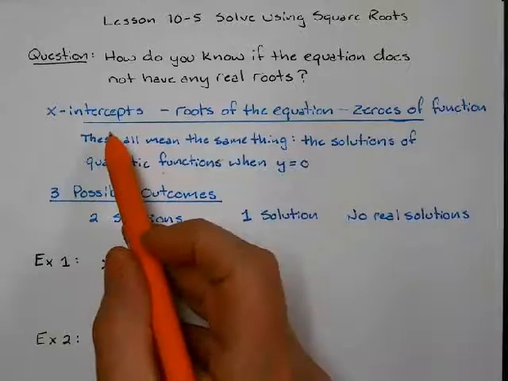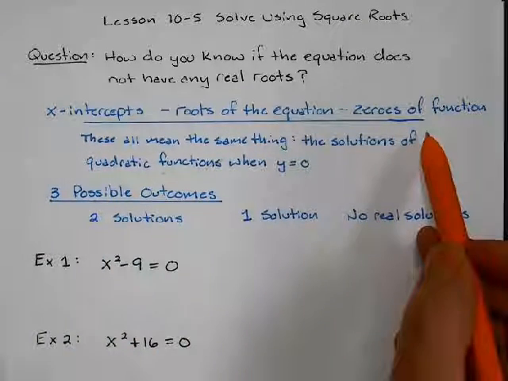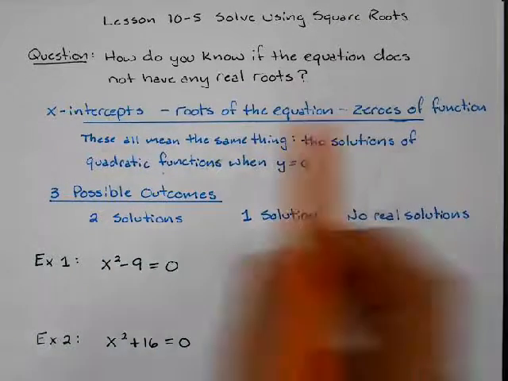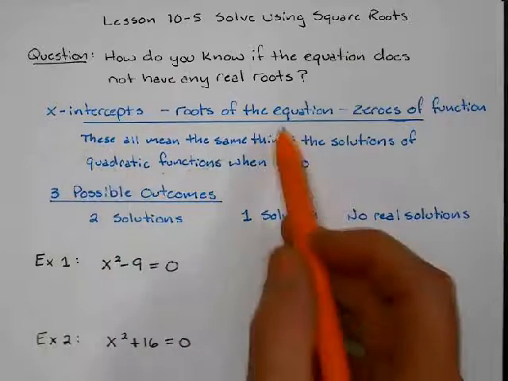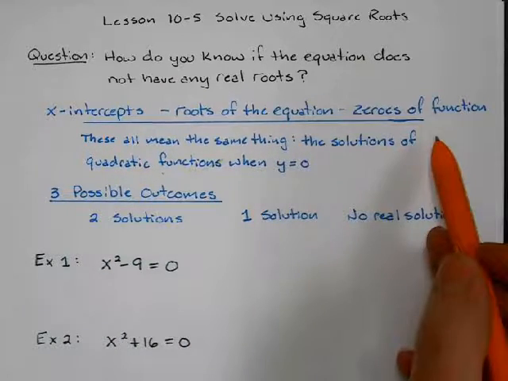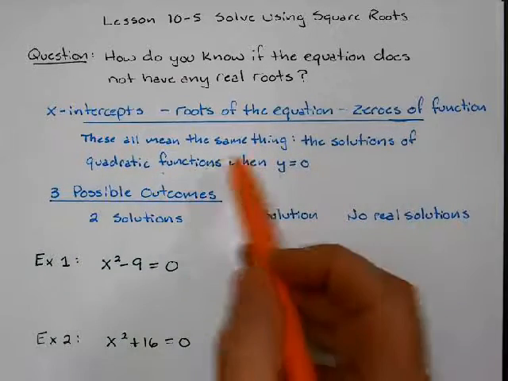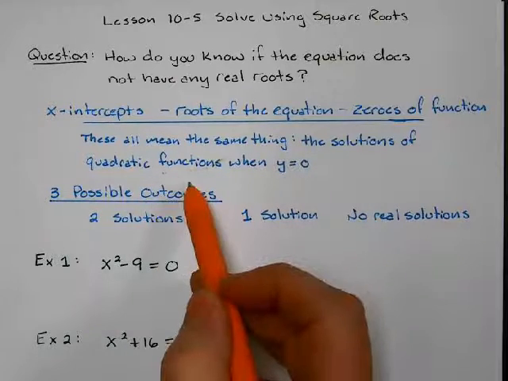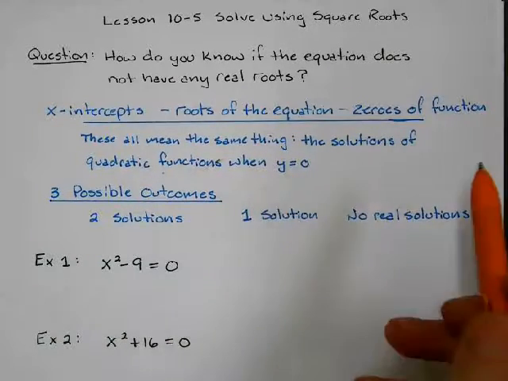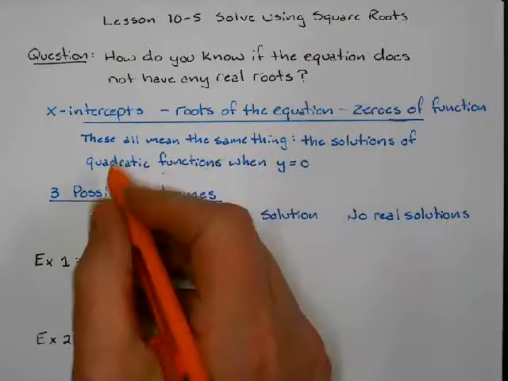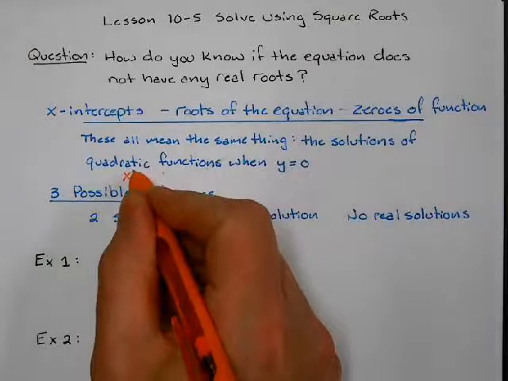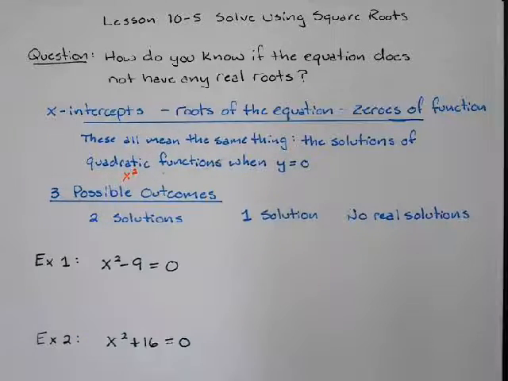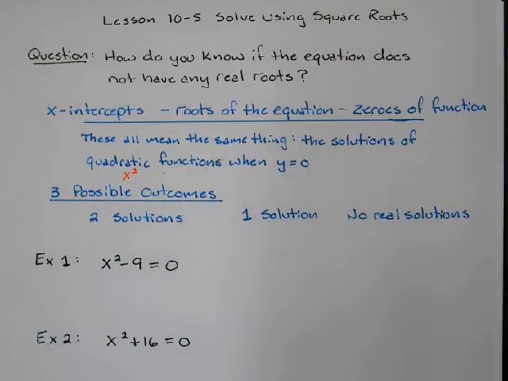We'll get to that. So anyways, we've got three terms up here that all mean the same thing. Your x-intercepts, your roots of an equation, and your zeros of a function, they all mean the same thing. We're talking about the solutions of a quadratic function when x or when y equals 0. So remember, a quadratic function is when the highest term has an x squared. So we're going to make y equals 0.